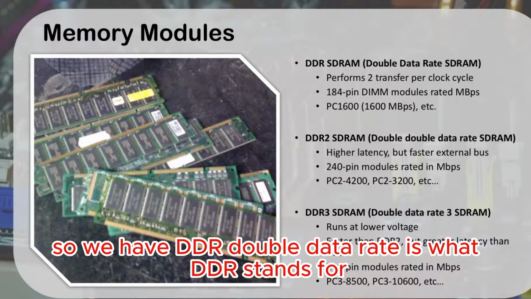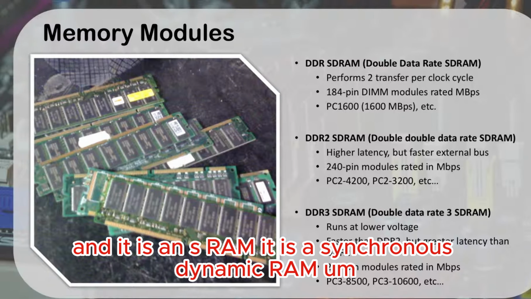So we have DDR. Double data rate is what DDR stands for, and it is an SDRAM, a synchronous dynamic RAM. It performs 2 transfers per clock cycle. Because our processors were getting so fast and our bus speeds couldn't keep up, they started doing double clock cycles. So it did 2 transfers, and then we hit the next clock cycle. And again, this is PC 1600, for example, right?